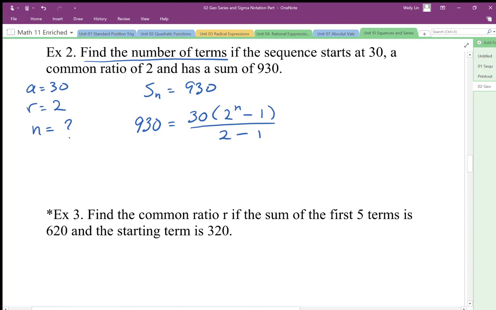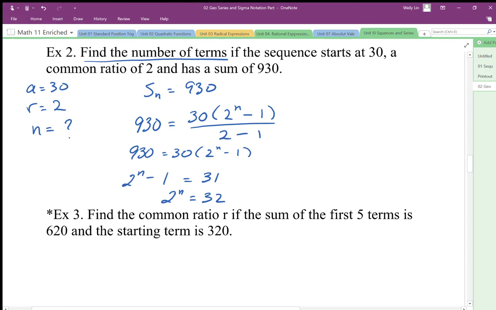So let's simplify this. So this becomes 930 is equal to 30 times 2 to the n minus 1. 2 minus 1, divide by 2 minus 1 is divide by 1. I divide these two terms, so I get 2 to the n minus 1 is equal to 31. Solving for 2 to the n, I get 32. So at this point, I need to know how to undo this exponent, which we need logs for.